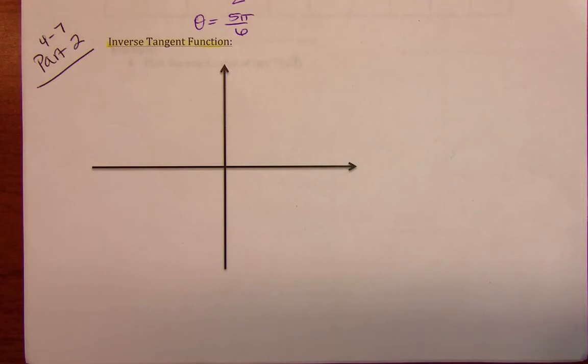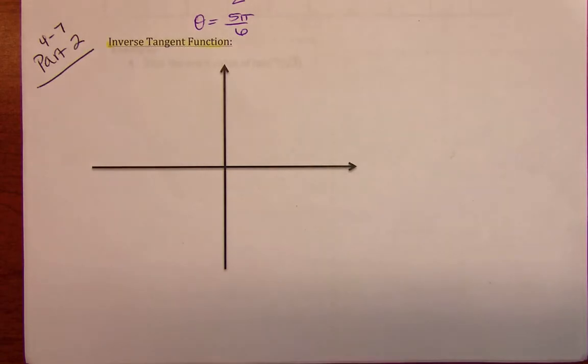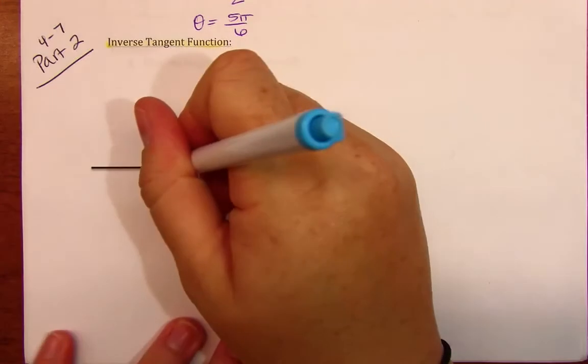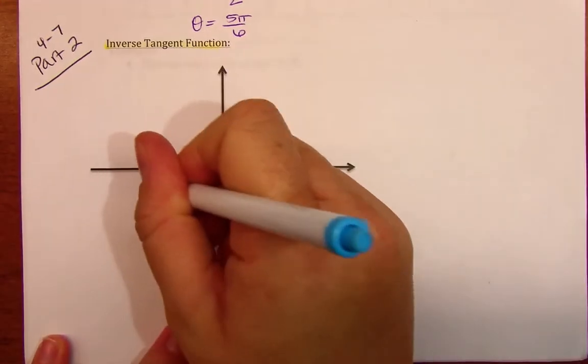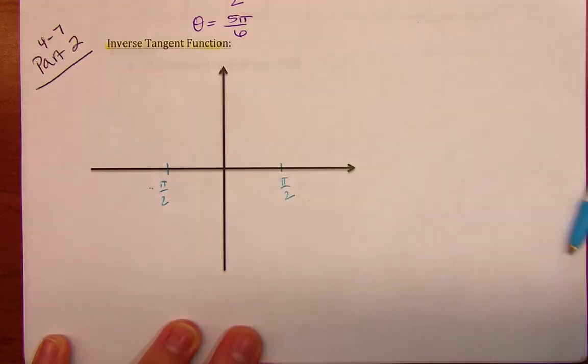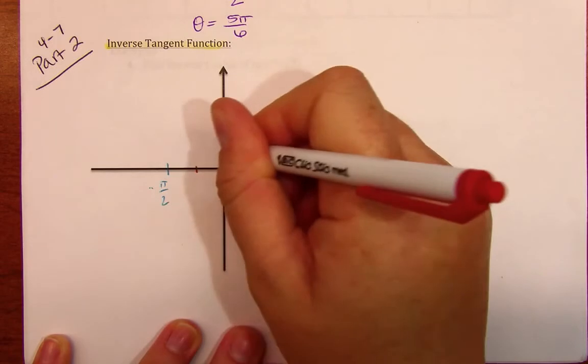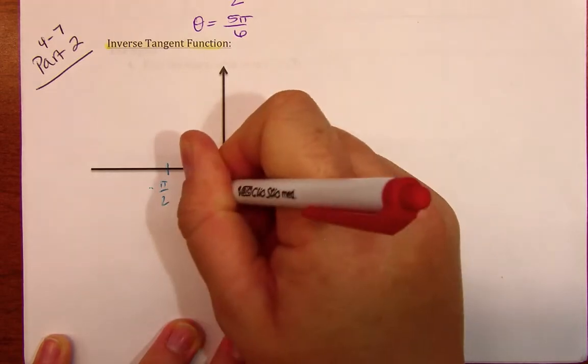Okay, so this is part 2 of 4-7, and we've already looked at inverse sine and inverse cosine, but now we're going to take a look at inverse tangent. Now, our graph of tangent, we have asymptotes at negative pi over 2 and positive pi over 2. And then our quarter points here are at 1 and negative 1.